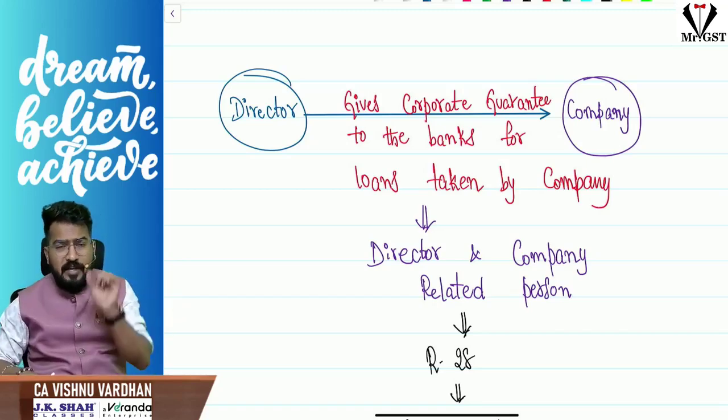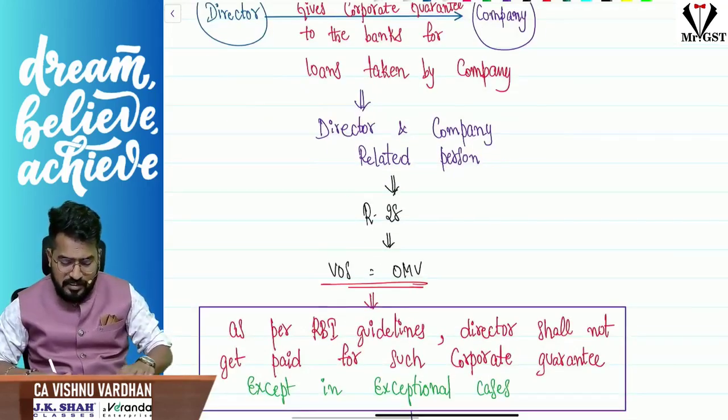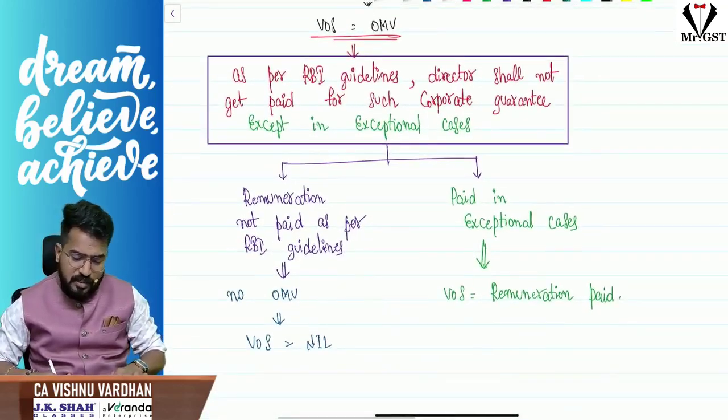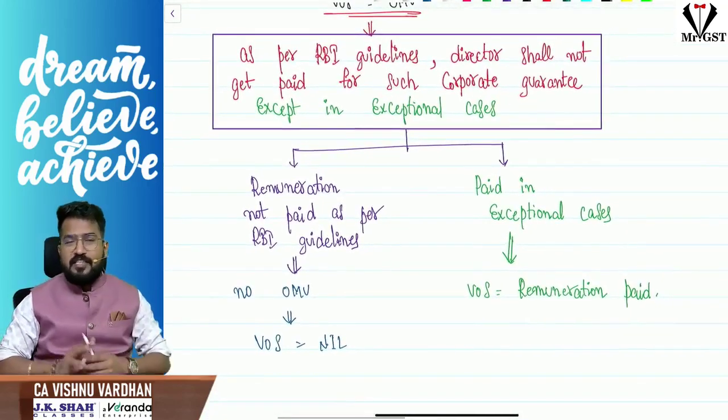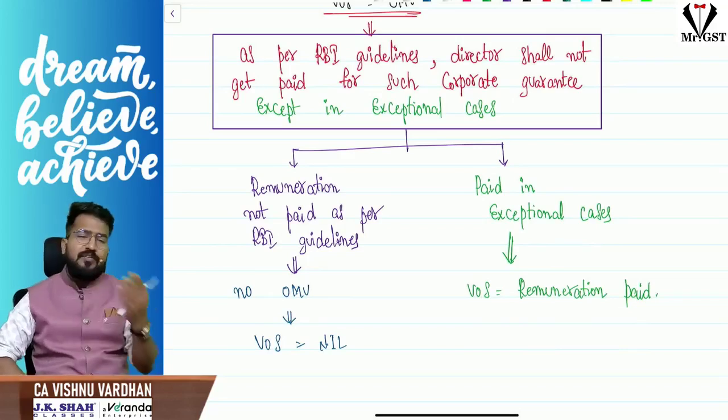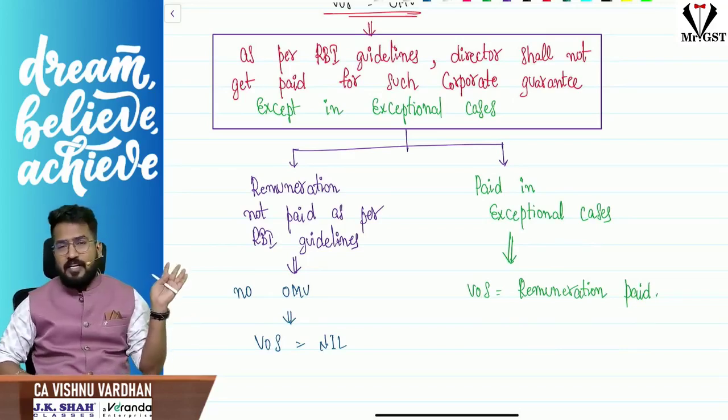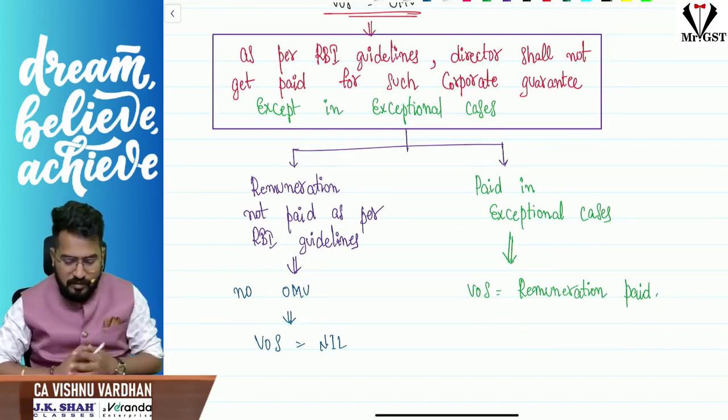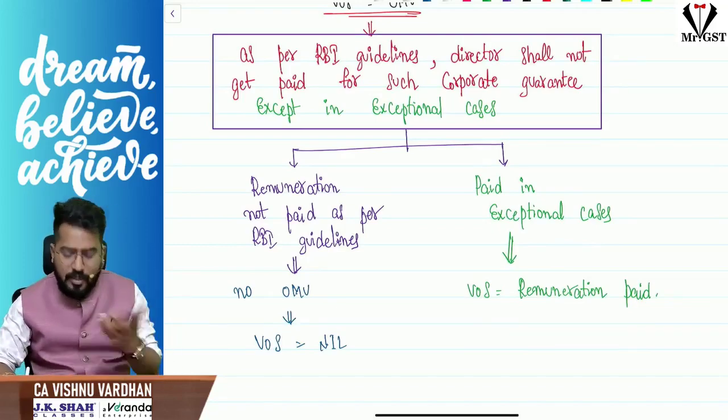But the RBI guidelines also say that in exceptional circumstances, you can pay remuneration to the director for giving this guarantee. If that is the case, whatever remuneration has been given will itself be taken as the value of supply, right? So that is the first part of this discussion. Now coming to the next part.